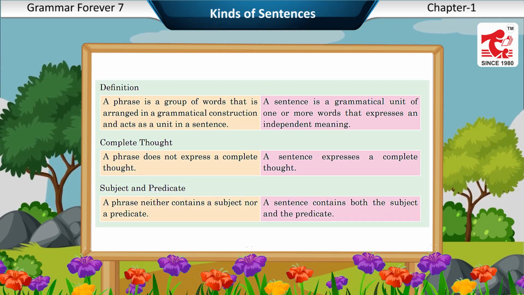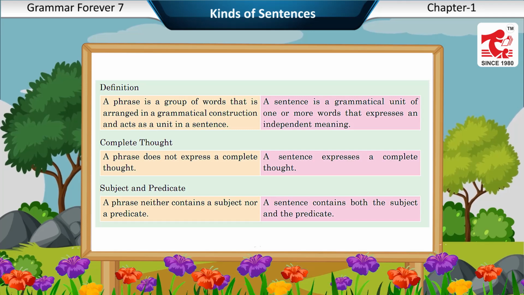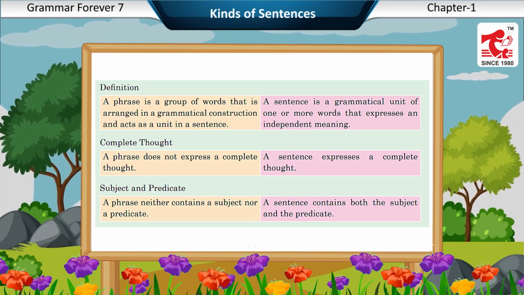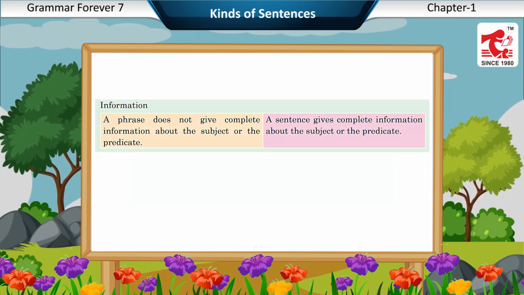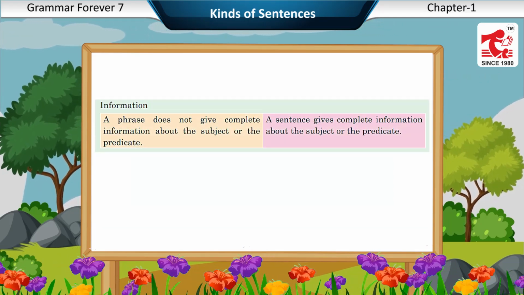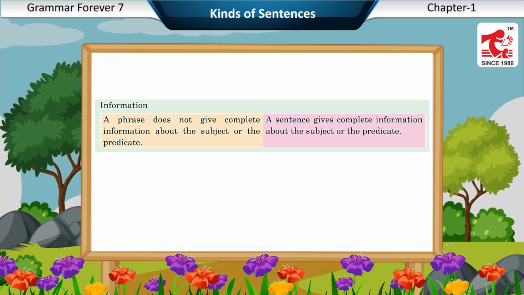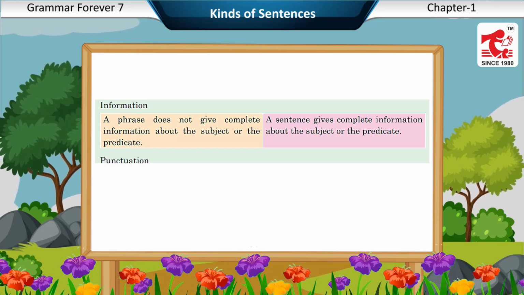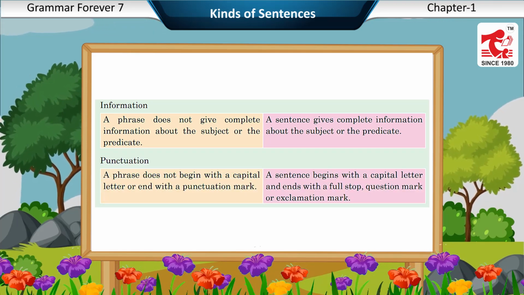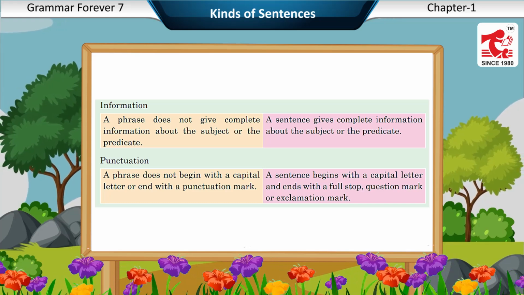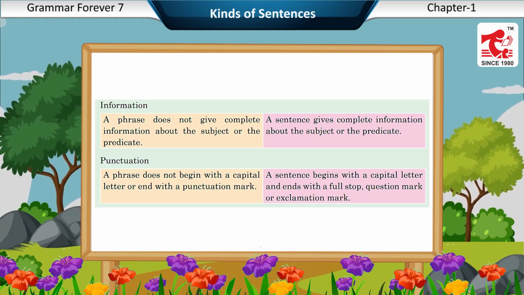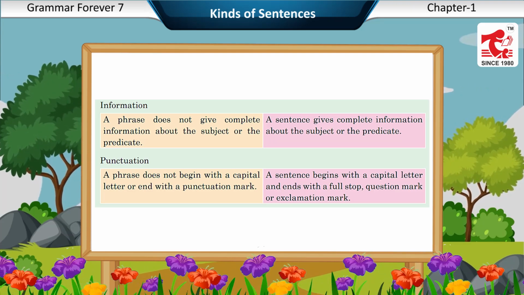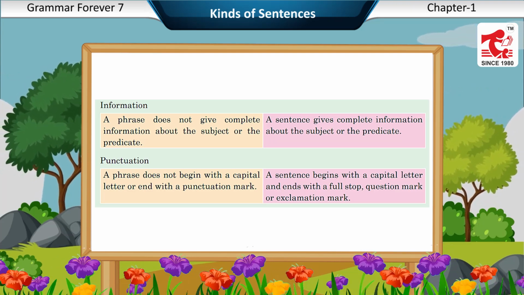Subject and predicate. A phrase neither contains a subject nor a predicate. A sentence contains both the subject and the predicate. Information. A phrase does not give complete information about the subject or the predicate. A sentence gives complete information about the subject or the predicate. Punctuation. A phrase does not begin with a capital letter or end with a punctuation mark. A sentence begins with a capital letter and ends with a full stop, question mark, or exclamation mark.